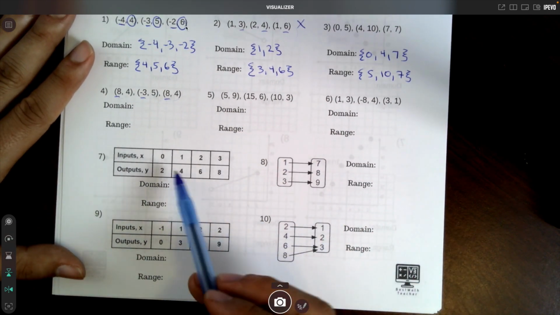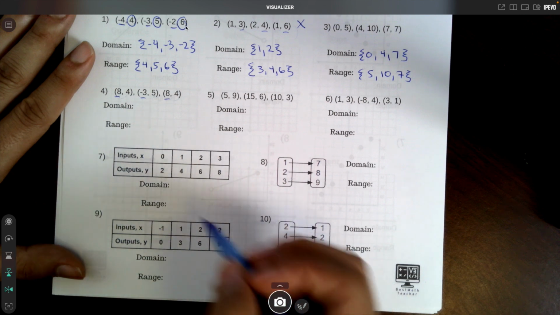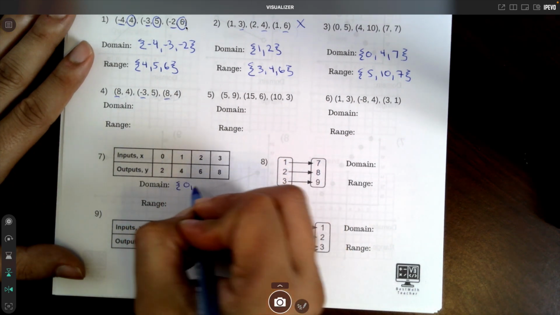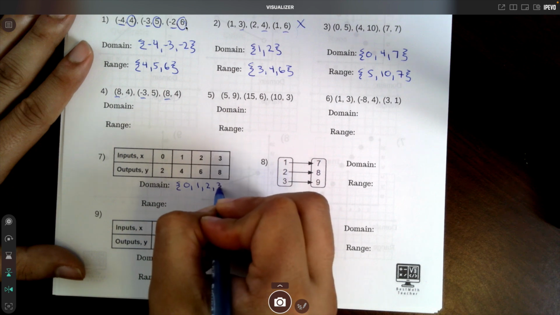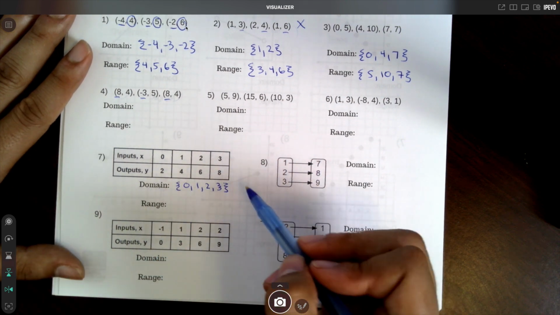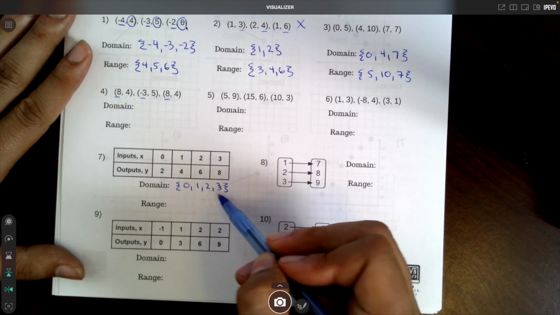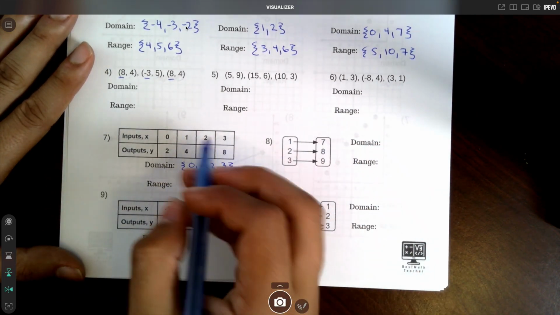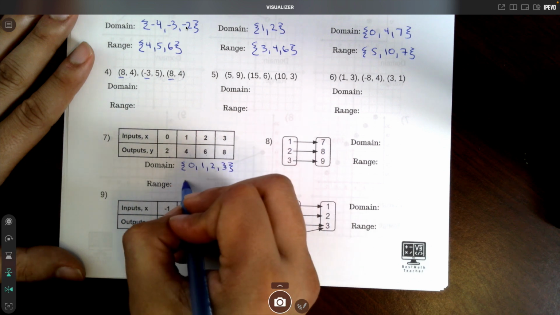Let's see the domain over here for a table. Domain, again, is all the inputs. So 0, 1, 2, and 3. Okay, that's a very weird 3. This is a Korean 3, okay? Just kidding. Range 2, 4, 6, 8.